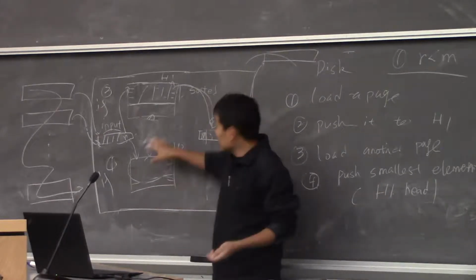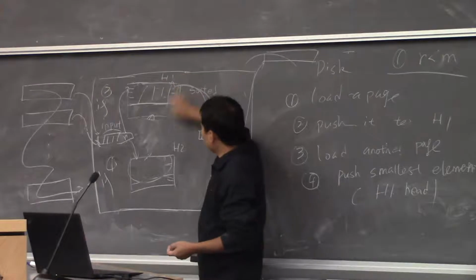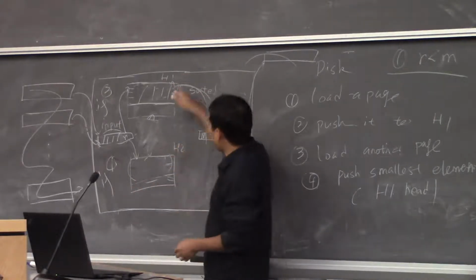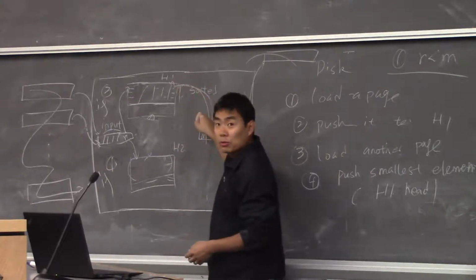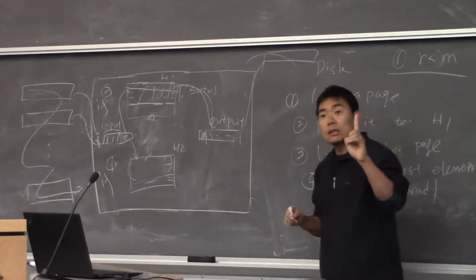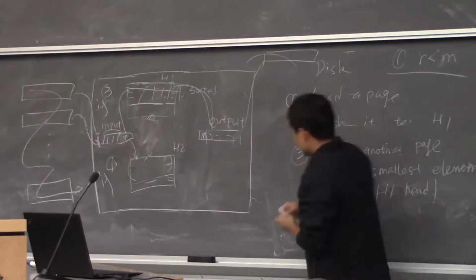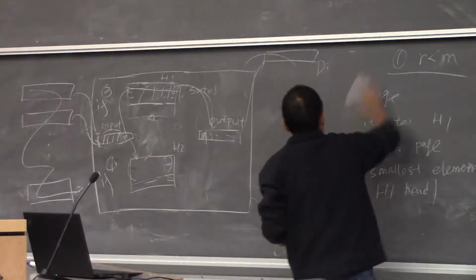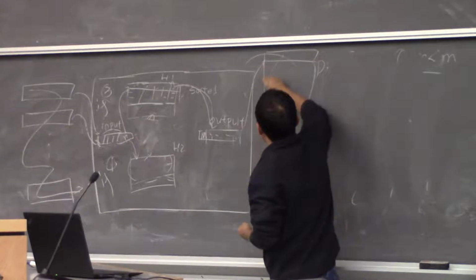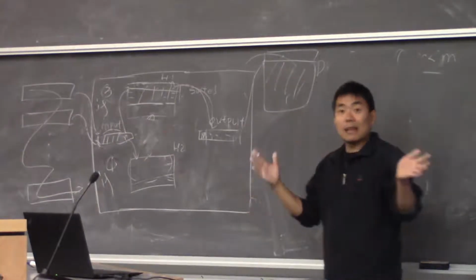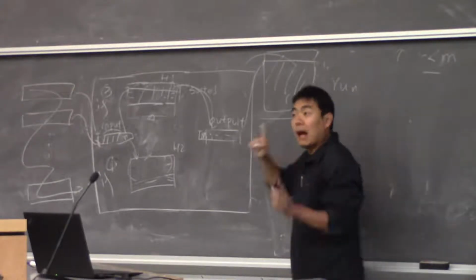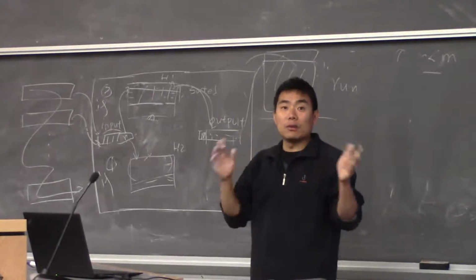So if you're not clear, just let me explain a little bit further. By copying this guy from H2 to H1, H2 becomes empty again, and you can start pushing the elements from H1 to the output. However, keep in mind, this is a new run, meaning that whatever you have pushed to the output in the last round becomes a run. And now you start a new round.